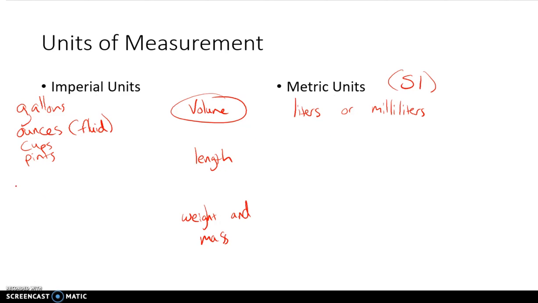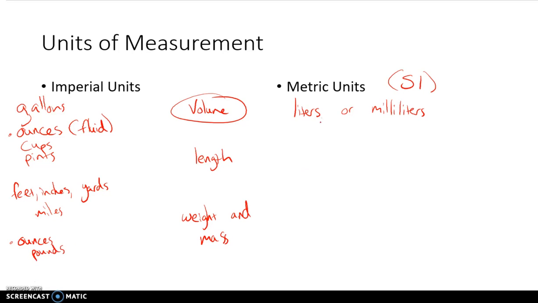Length, you might know some of the imperial units for length, like feet and inches, yards, miles. So those are units of length in the imperial measurement system. Weight and mass, ounces. Again, for some reason, ounces are used for both volume, ounces up here, and also in weight and mass. It's really confusing, I think. But ounces are one, pounds are another.